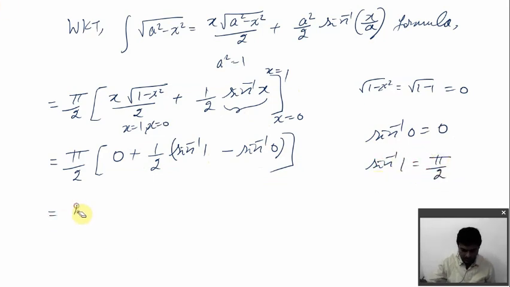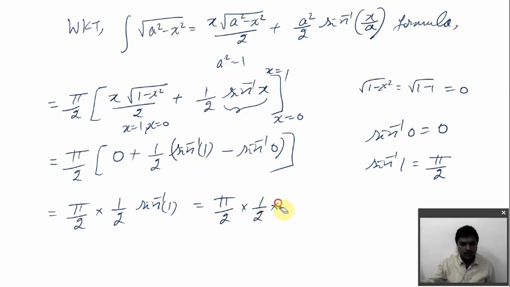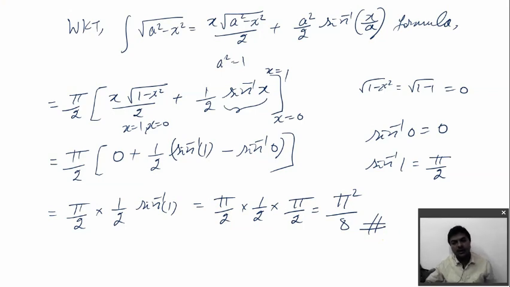So therefore the answer is pi by 2 into, this 0 is gone, 1 upon 2 sine inverse, you are going to get 1, which is equal to 1. So pi by 2 into 1 upon 2 into pi by 2, which is equal to pi square divided by 8. This is the answer, students. So you can see how the example is given and how we have to modify and write it.